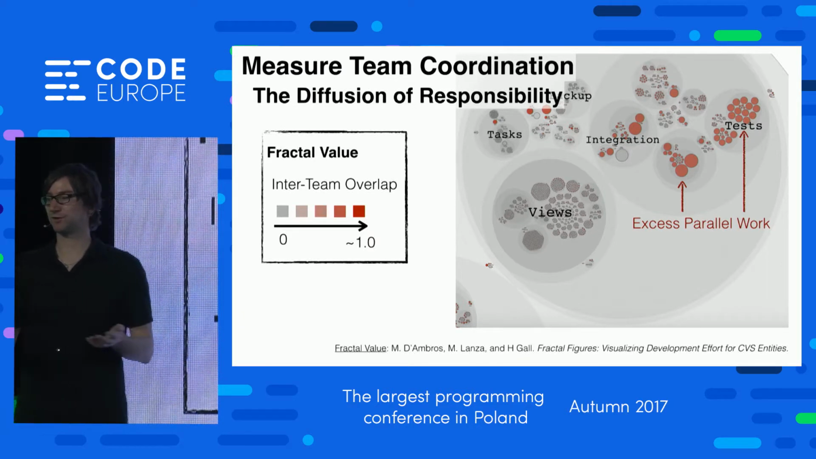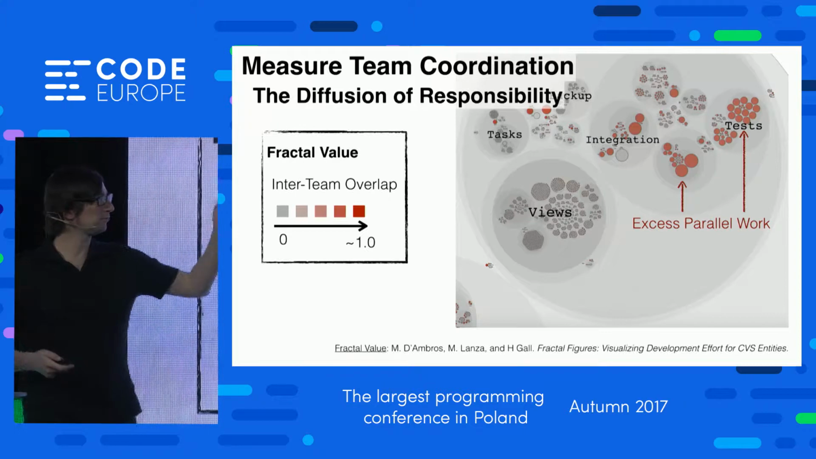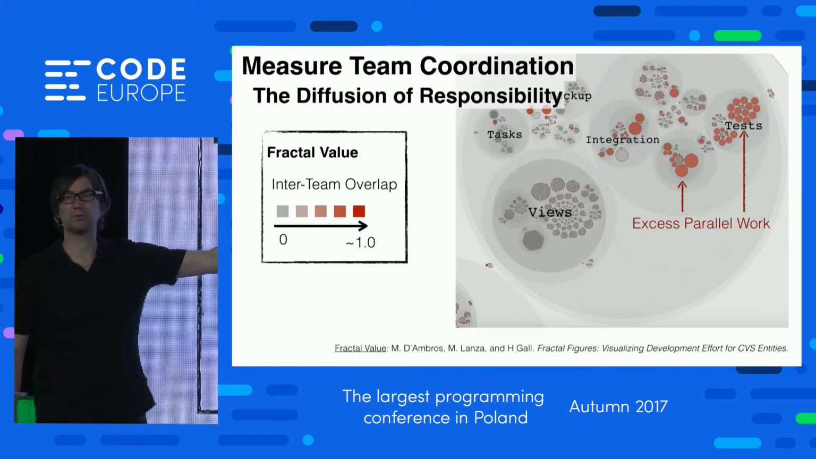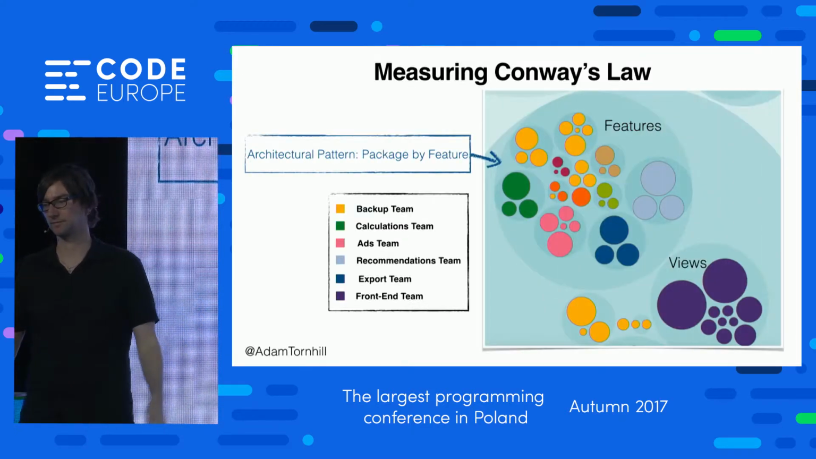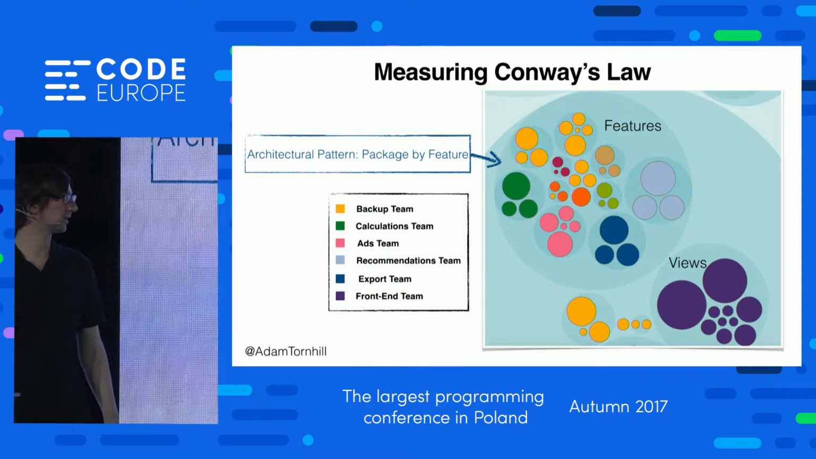So there are a number of things you typically do. But we can get even more information using merged control data. We can start to measure things like Conway's law. Here's an example of what that looks like.